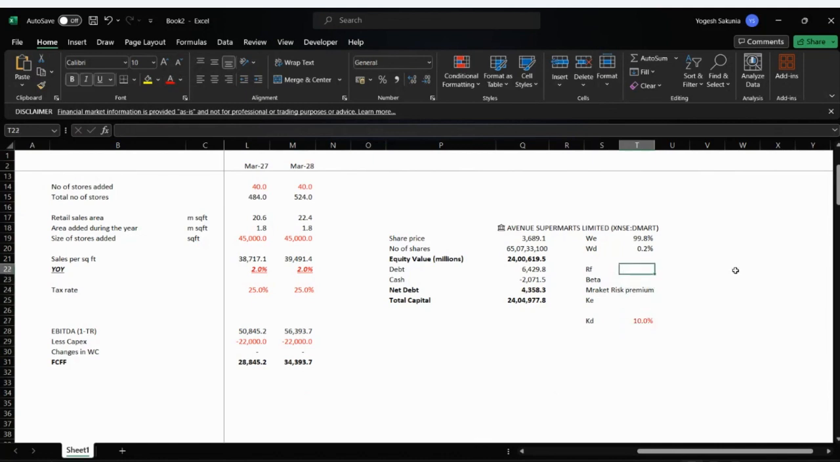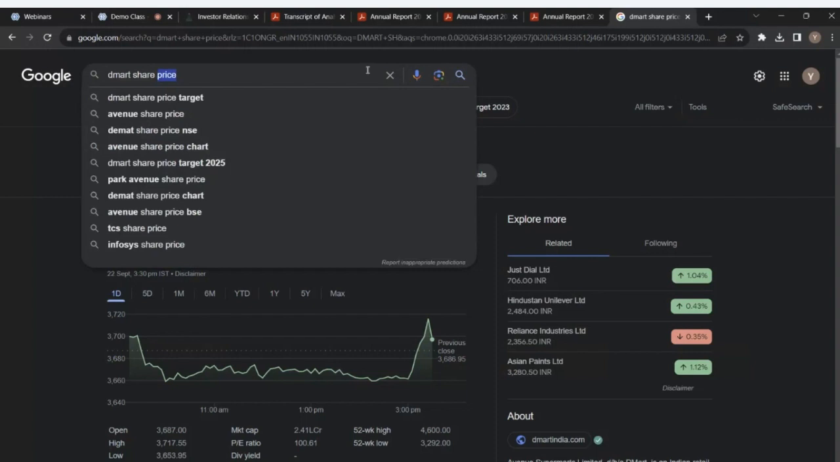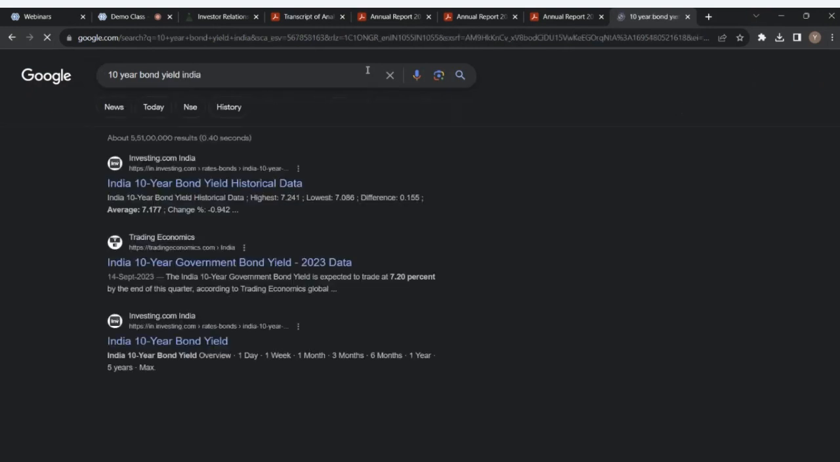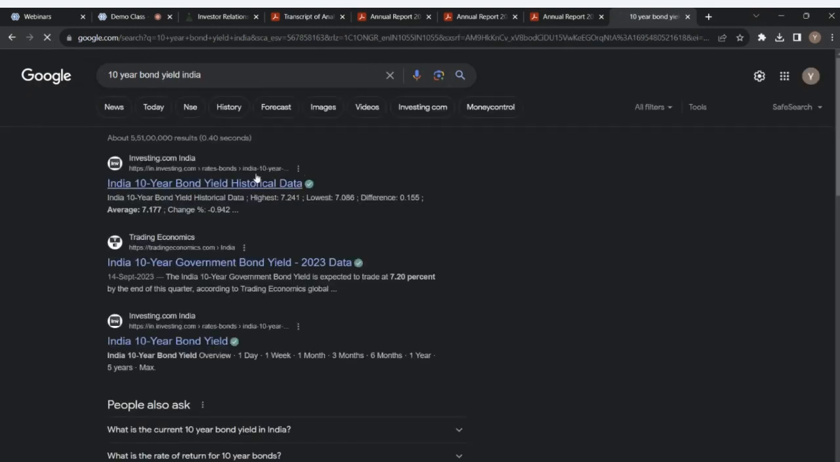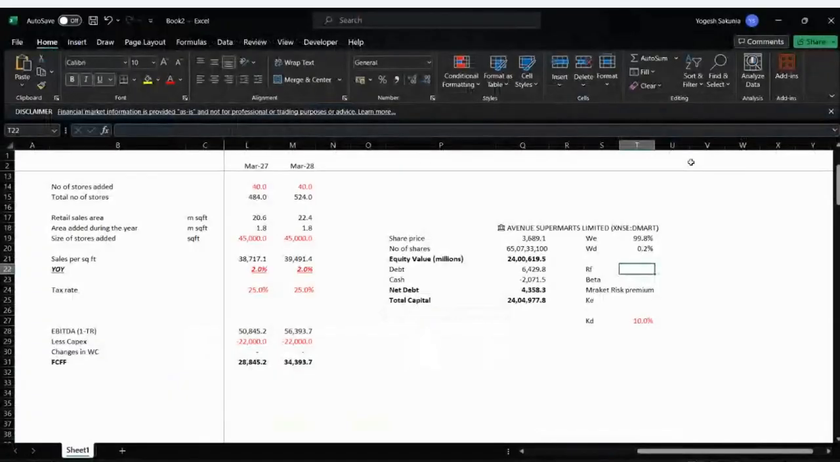Okay. Cost of equity, for that we need to get the risk-free rate. So risk-free rate is basically 10-year government bond yield, right? So 10-year bond yield India, 7.15.